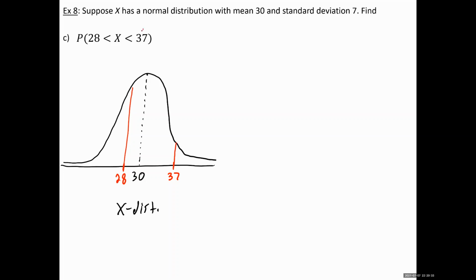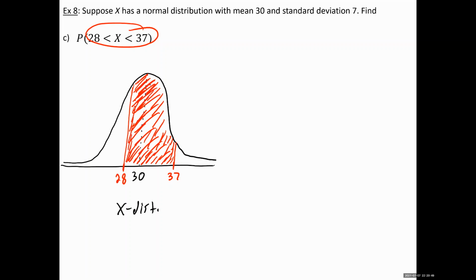And because it's written like this, that means you shade between. Talking about between 28 and 37. So again, below the curve, above the x-axis, between these numbers. Okay, so you draw this picture. Any questions on the picture?